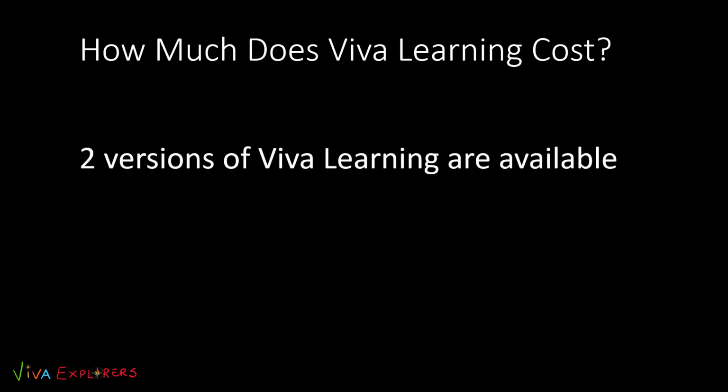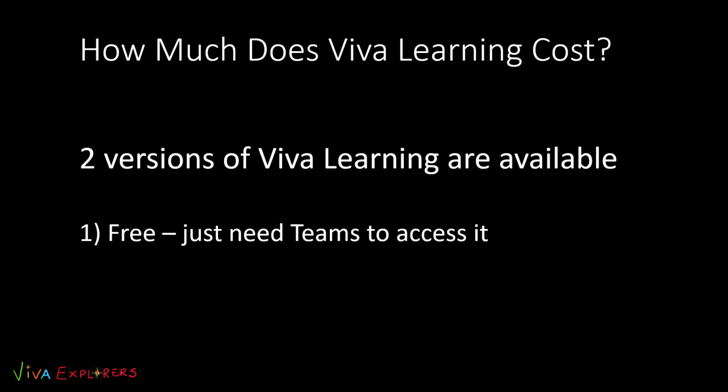Well, there's two versions of Viva Learning. There's a free version. You just need Teams to access it. There's a paid version, also called the premium version, which is $4 per user per month. There's also a bundle that you can buy for the whole Viva suite that's currently at $9 per user per month, while the retail value for that bundle is $12 per user per month. You can find out a lot more information about this on Microsoft Viva Learning site.